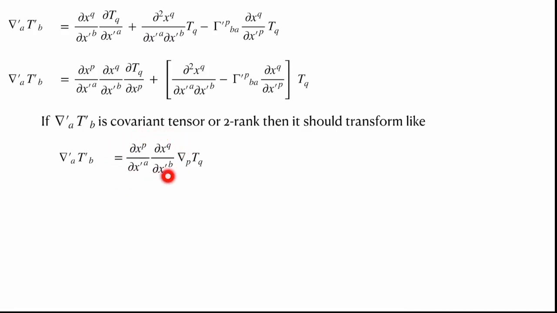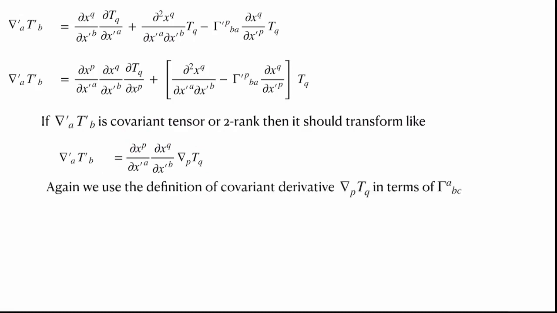Then the transformation rule would be del xp by del x prime a, del xq by del x prime b into delta p delta q. This is just the rule for how a second rank covariant tensor has to transform. And then if it has to be the same from both frames, these two expressions will have to give the identical result. That means once we transform both the right hand side and left hand side to the new coordinate system from x prime to x, they should be the same if they both satisfy the tensor transformation rule.